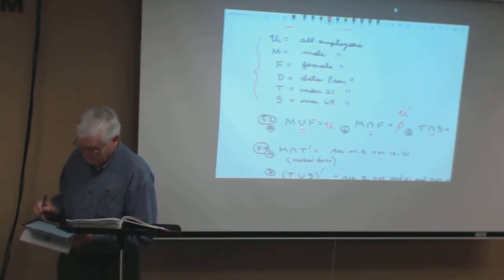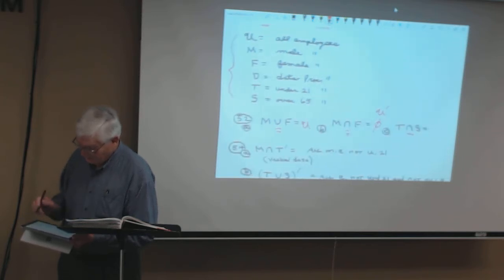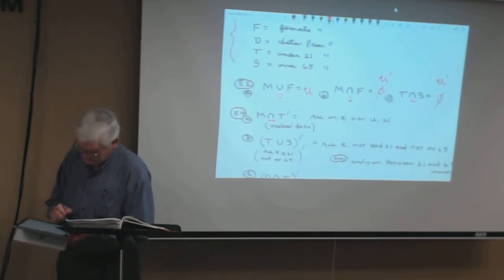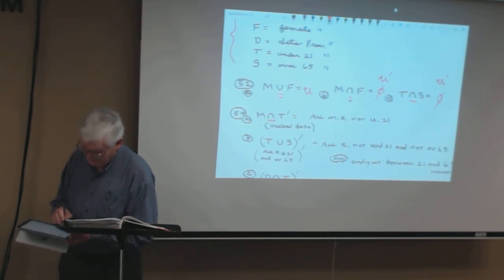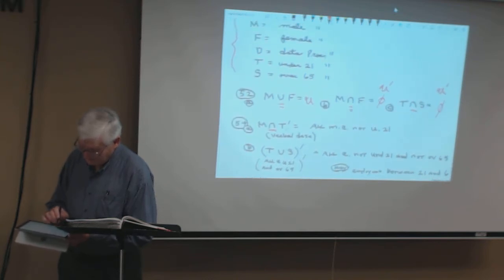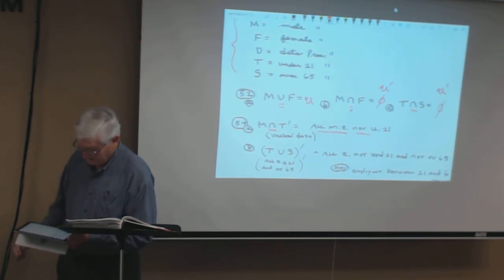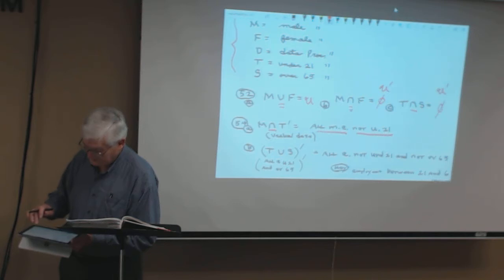The intersection of under 21 and over 65, that's the empty set again. But if they want me using one of those, then that would be the complement of the universe. Number 54. The intersection of males and the complement of T. T are the people under 21, so the complement of T would be the people who are not under 21. So that would be all the male employees that are not under 21, because they want verbal descriptions for 54.